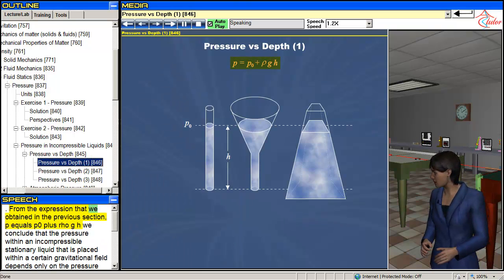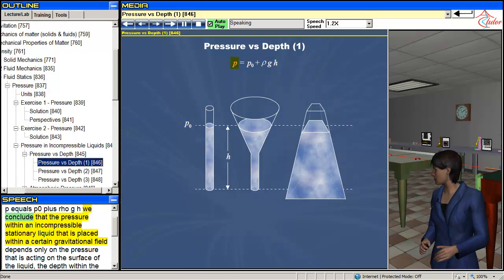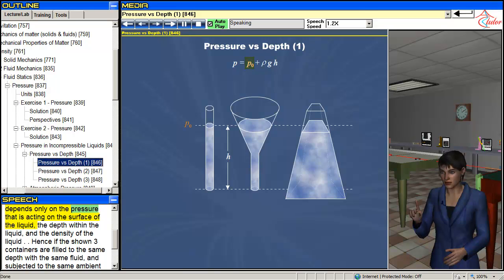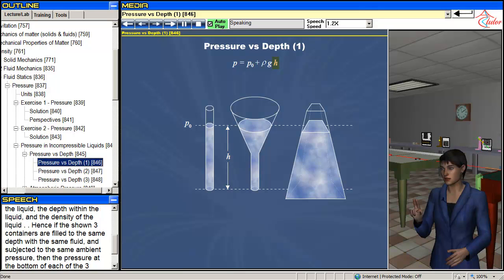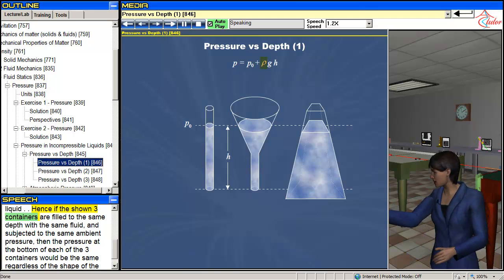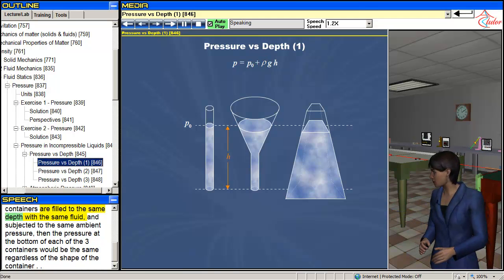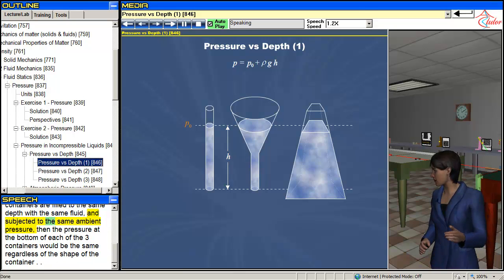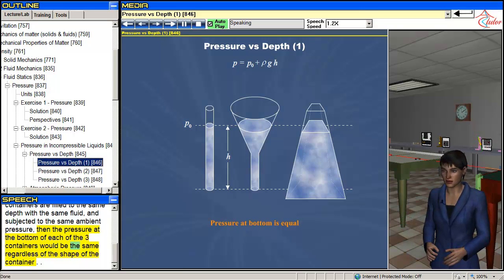From the expression that we obtained in the previous section, P equals P0 plus rho gh, we conclude that the pressure within an incompressible stationary liquid that is placed within a certain gravitational field depends only on the pressure that is acting on the surface of the liquid, the depth within the liquid, and the density of the liquid. Hence, if the shown three containers are filled to the same depth with the same fluid, and subjected to the same ambient pressure, then the pressure at the bottom of each of the three containers would be the same regardless of the shape of the container.